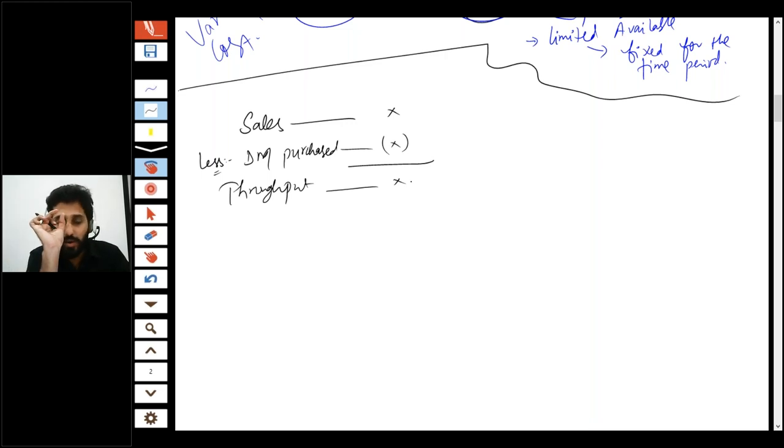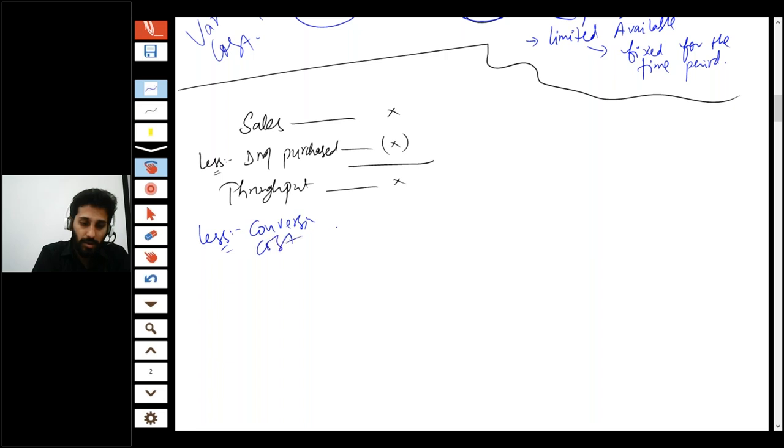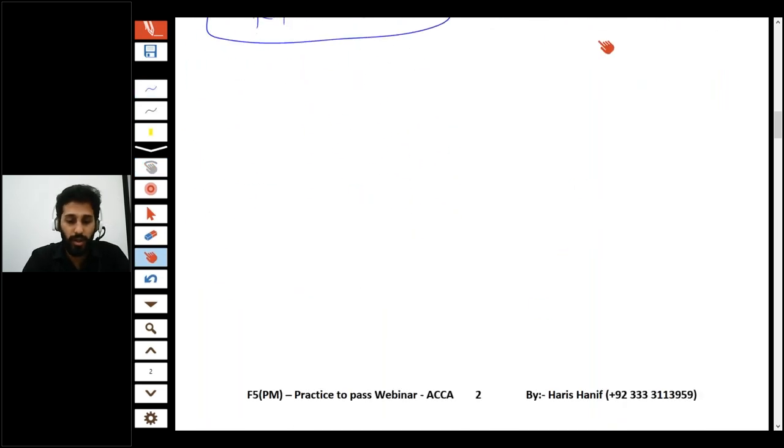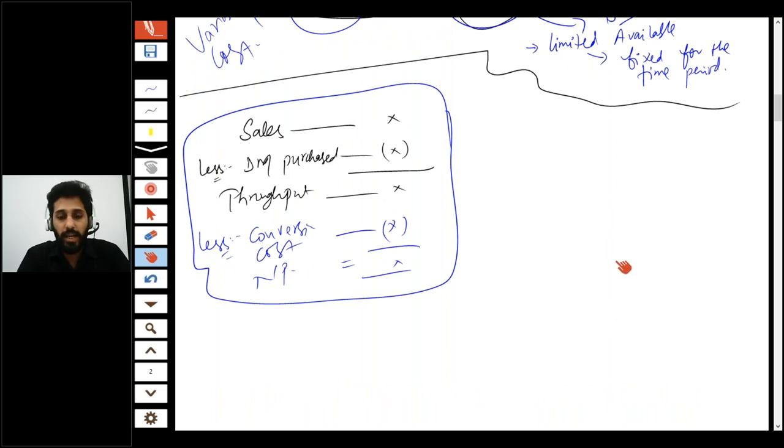So sale minus only direct material purchase. And when you deduct further conversion cost, then you would have the net profit. So this is the pro forma in throughput accounting to calculate the final net profit.